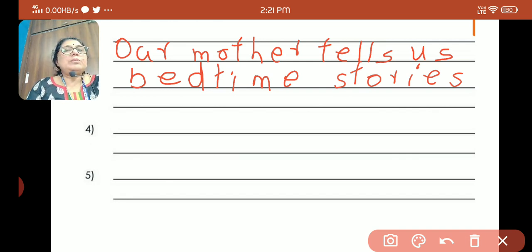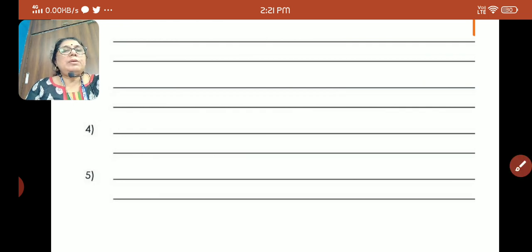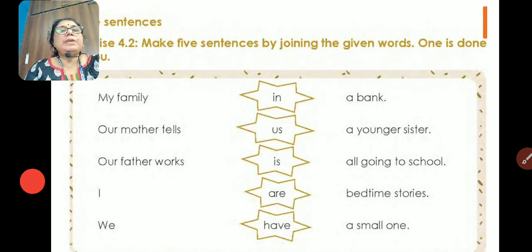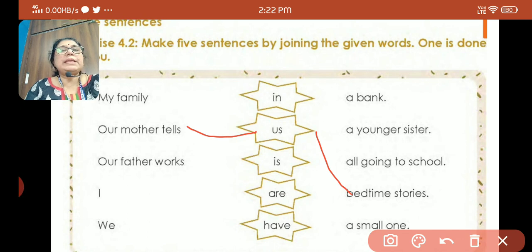Okay. So here I'm going to rub it out and you will do it in your own. I will match each one and give you, and you have to complete it over here. Okay, let's go to the previous one. So we had mother tells us bedtime stories as the second one, right? This was the second one. Now this is the third one. Our father works in a bank.